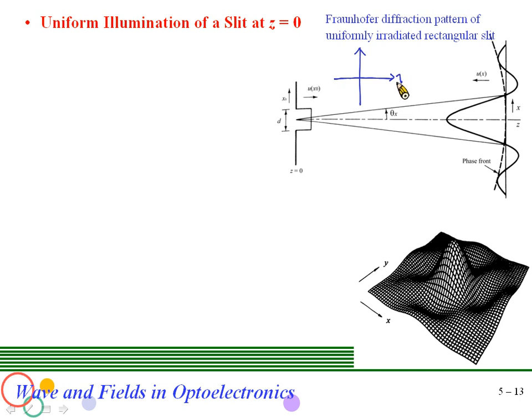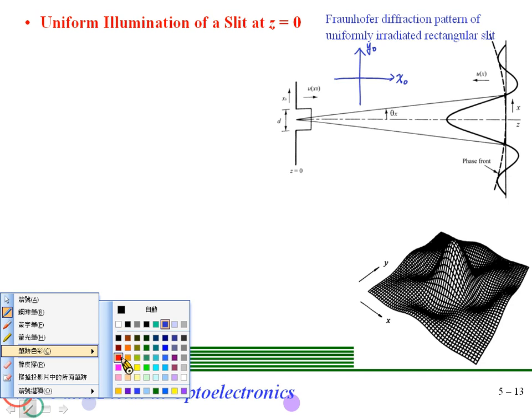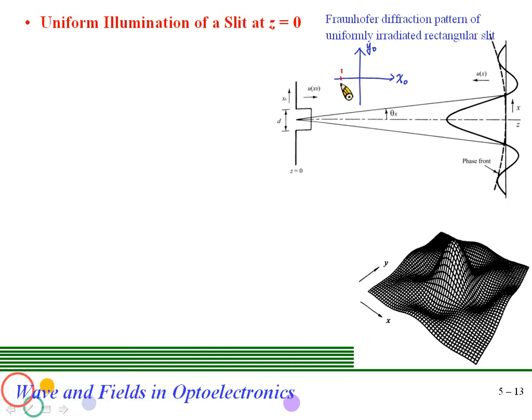In the plane of x0 and y0, the shape of the slit is rectangular, with the length along the x0 axis being d sub x, and the length along the y0 axis being d sub y. And now we want to find out the Fraunhofer field pattern of the slit. So consider the far field region.